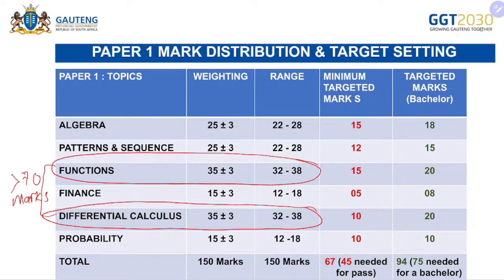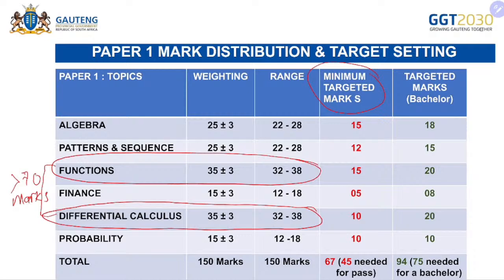Right, what is also important and crucial at this juncture is for you to have your own targets, and you need to then work upon those targets. You should set targets per topic. For you to get a minimum pass, you can set up a target of 15 in algebra, that is question 1. You can set up a target of 12 in patterns. You can set up a target of 15 in functions and so on.